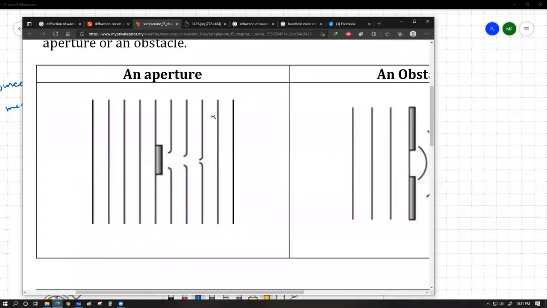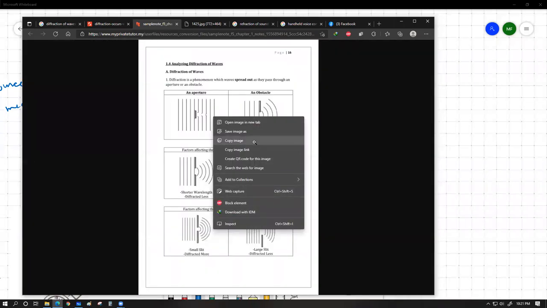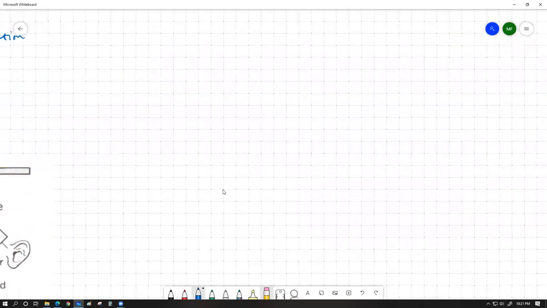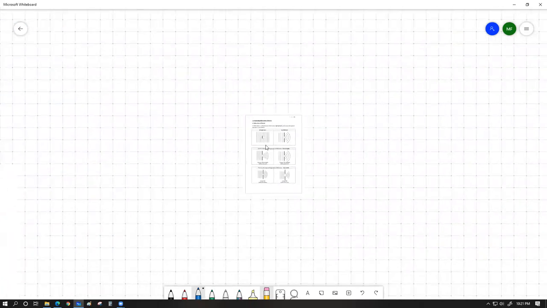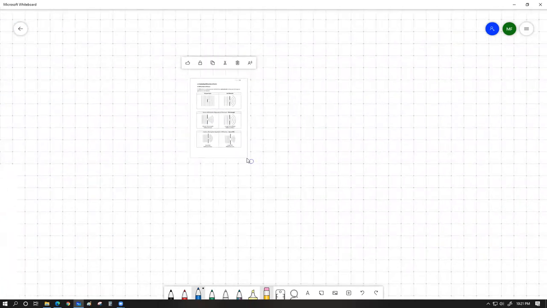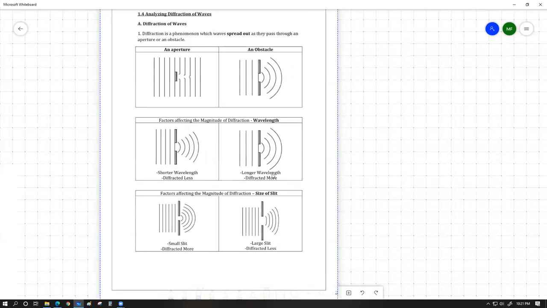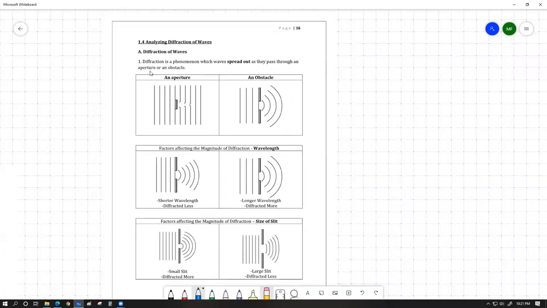This is actually a really nice image. So let's have a look at this image and try to get different parts of it. So, diffraction of waves. Diffraction is a phenomenon in which waves spread out as they pass through an aperture or an obstacle. Aperture means gap. Aperture is just another synonym for the word gap.